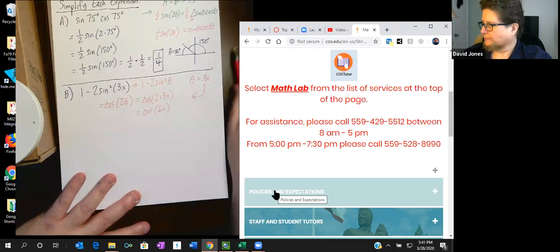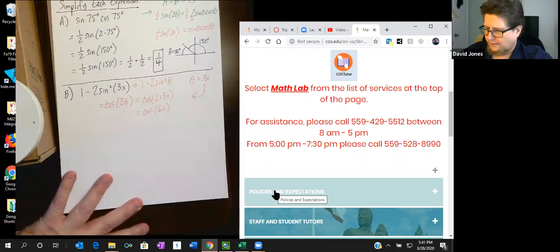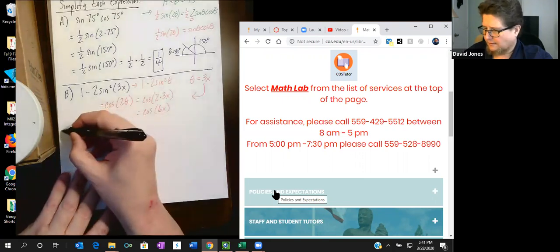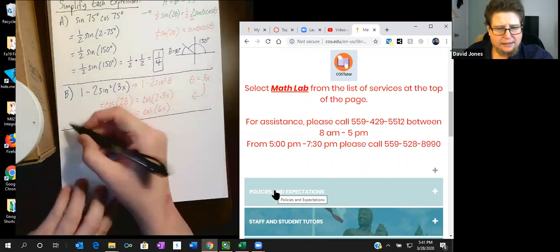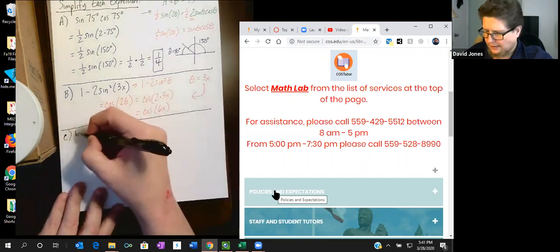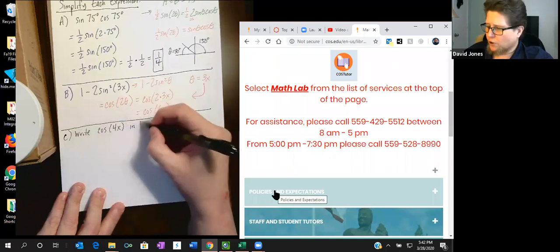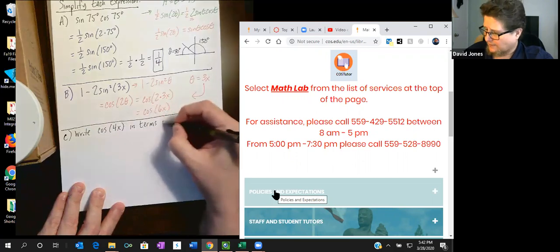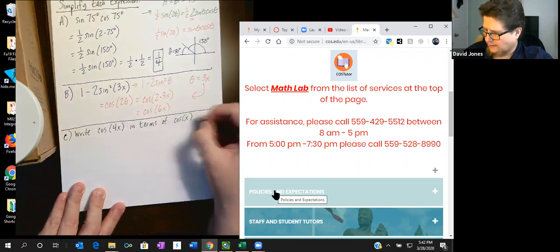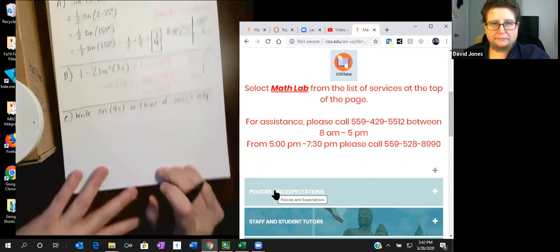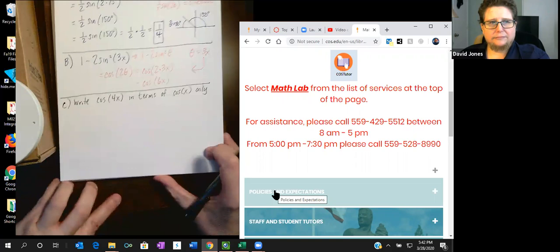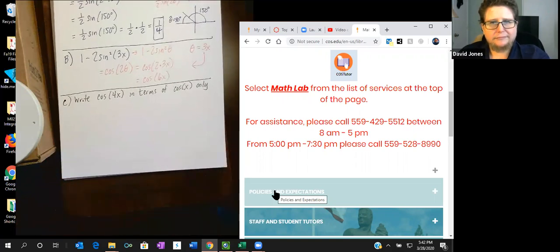Ready for more? So here we're going to write cosine 4x in terms of only cosine x. So hopefully you pause this and think, how can I do that? What information have we had in the past?